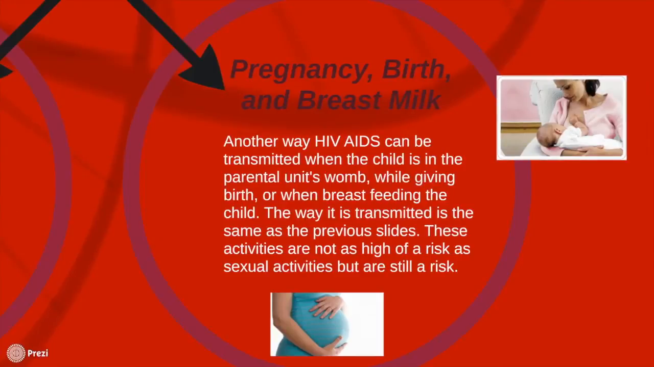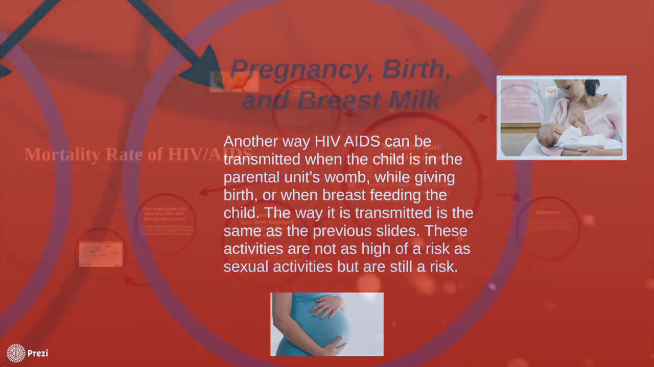Pregnancy, birth, and breast milk. Another way HIV and AIDS can be transmitted is when the child is in the parental unit's womb, while giving birth, or when breastfeeding the child. The way it is transmitted is the same as the previous slide. These activities are not as high of a risk as sexual activities, but are still a risk.